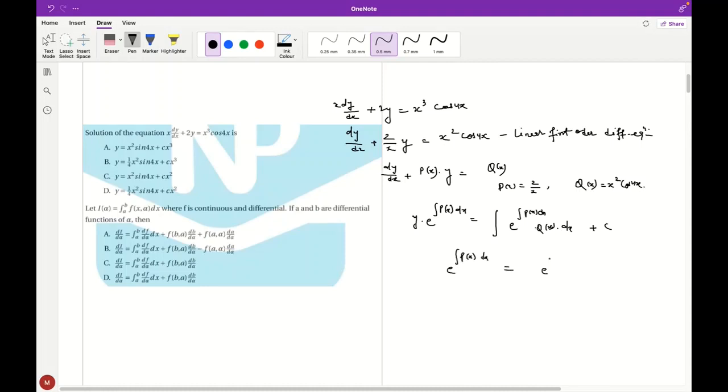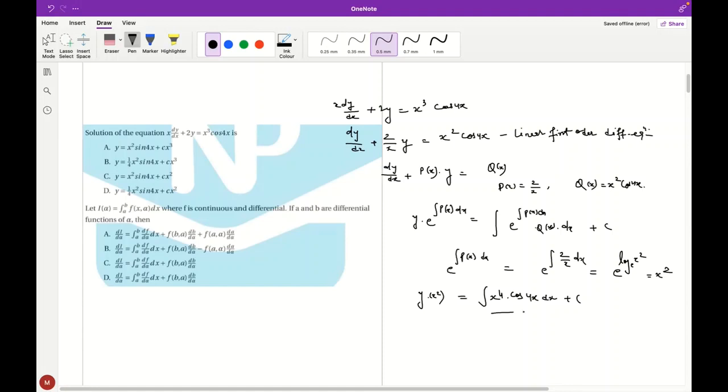So e to the power integration p(x) dx, what will be? This will be e to the power integration 2 over x dx. When we solve this, we will get e to the power log base e x square, which is equal to x square. So solution will be y into x square equal to integration x to the power 4 cos 4x dx plus c.